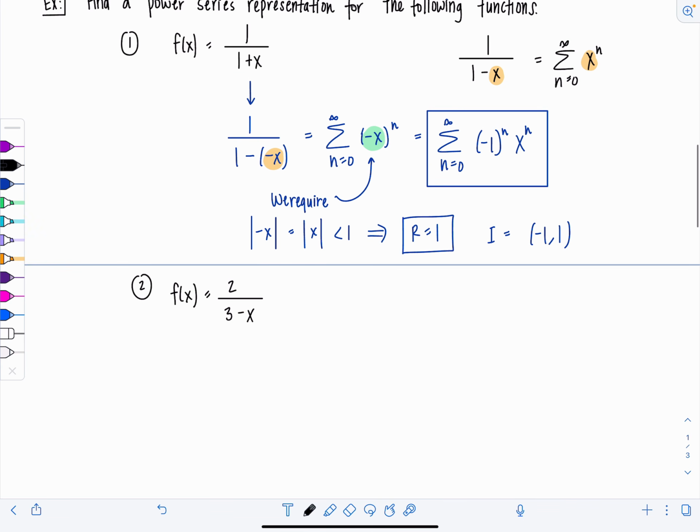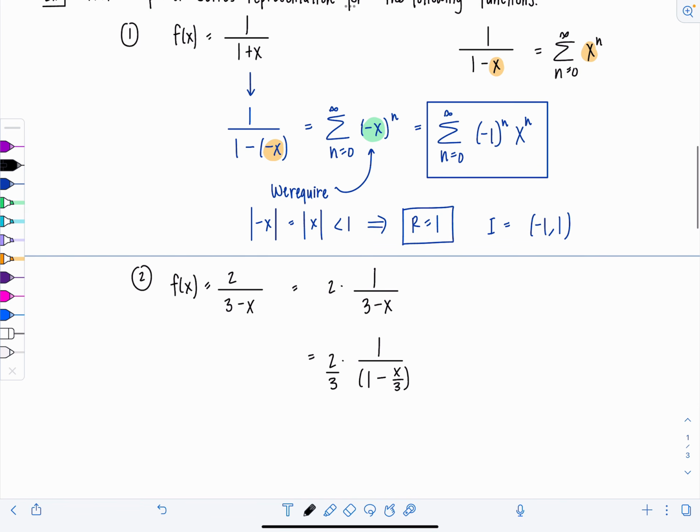So this looks rather different than 1 over 1 minus x, but we can adjust. I can write this as 2 times 1 over 3 minus x, right? But then I'm still not happy. I need a 1. This is a 3. How do I adjust? I factor out that 3 from the denominator. So this is 2 times 1 over, let me take the 3 out here. Nobody have a panic attack. And then this is 1 minus x over 3.